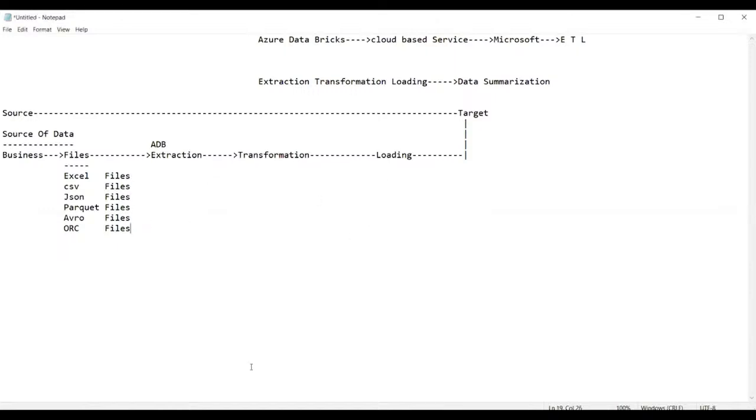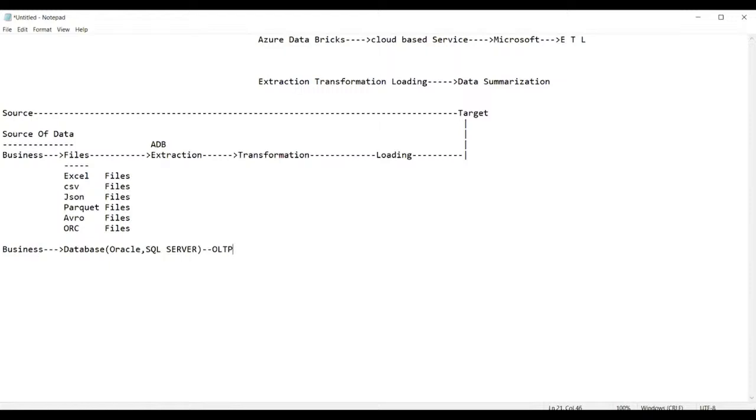Now, apart from getting the data from the files, we can also get the data from the business in the form of a database. The database can be an Oracle database, or a SQL Server database, or any type of database. When you receive the data from this kind of database, we say we have received the data from an OLTP system. OLTP stands for online transaction process. That is called an OLTP system.